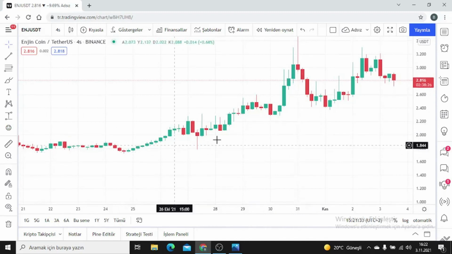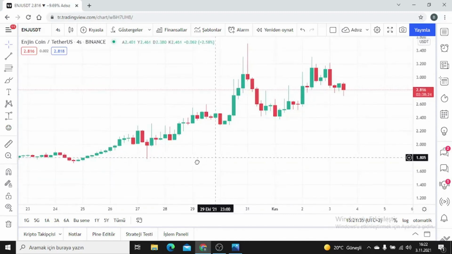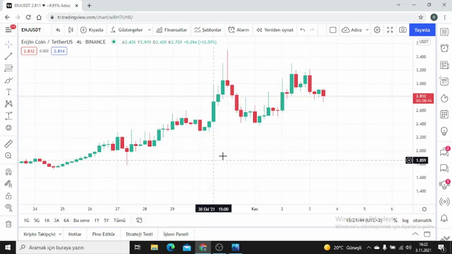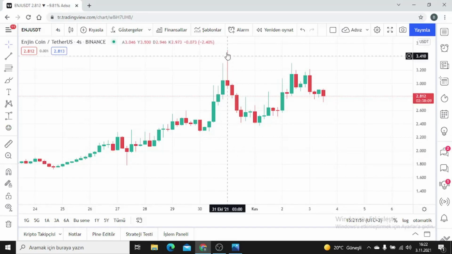When we look at the chart more or less like this, let's take it back a bit, we can more or less know the direction of the trend. We can see the rise coming from here. But you always set your own trend, because you have to create your own strategy, friends.